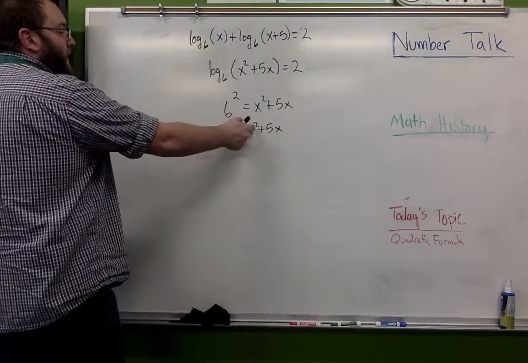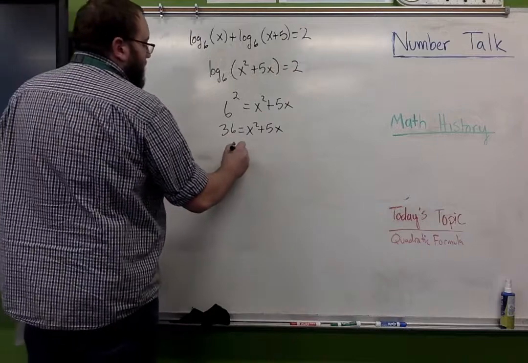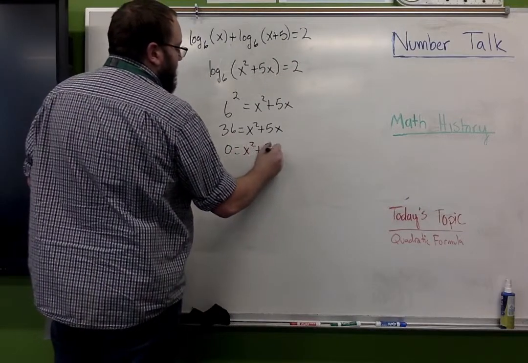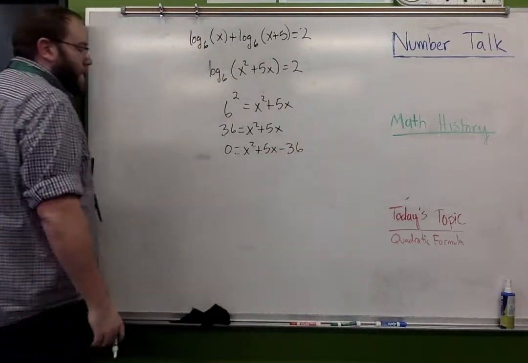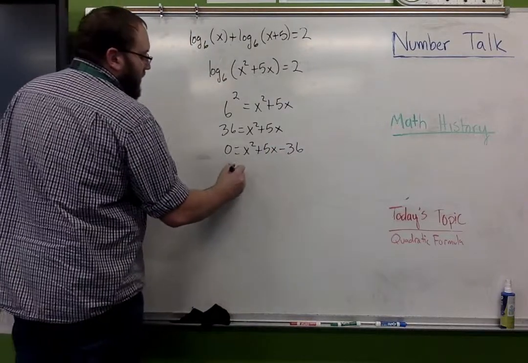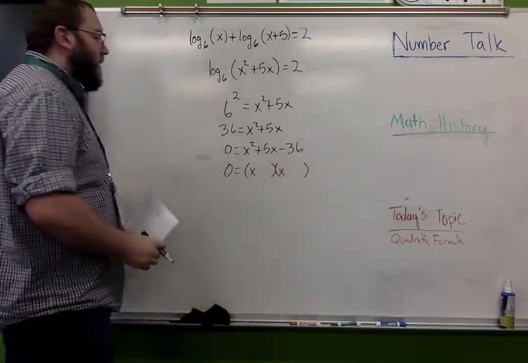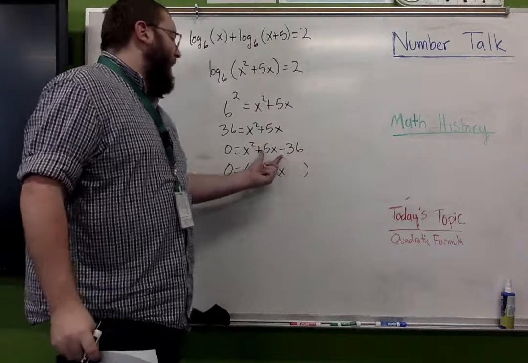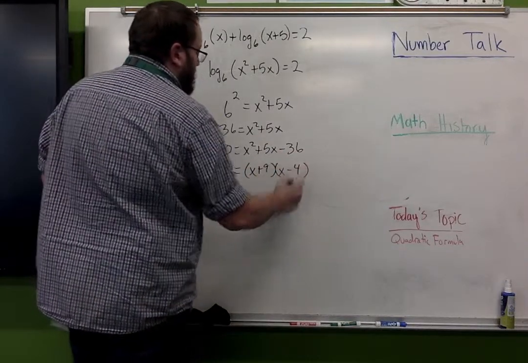We got a quadratic, right? We have a squared, so everything on one side, 0 on the other. So 0 is equal to x squared plus 5x. Subtract 36 from both sides, minus 36. Now we got to factor. Factors of negative 36 to add to positive 5: plus 9, minus 4.